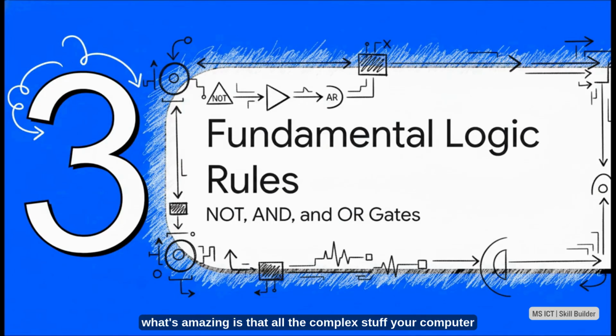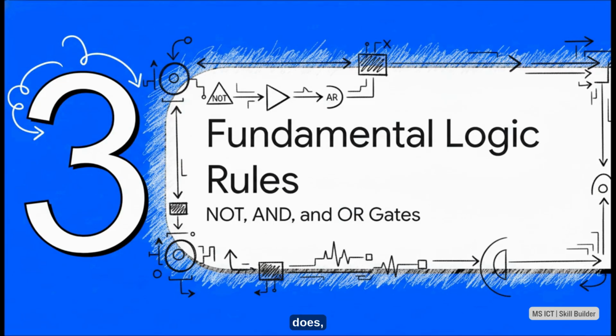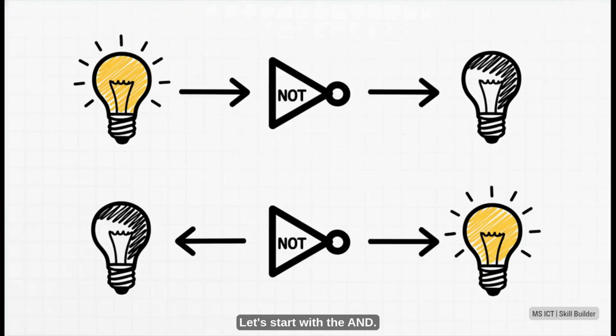Now, what's amazing is that all the complex stuff your computer does, from playing a video to calculating a spreadsheet, it's all built from just a few of these simple rules. So let's meet the 3 most important ones: the NOT, the AND, and the OR gates. Let's start with the absolute simplest one, the NOT gate. I like to call this one the opposite gate because its rule is just so easy. Whatever you put in, it gives you the exact opposite on the way out.